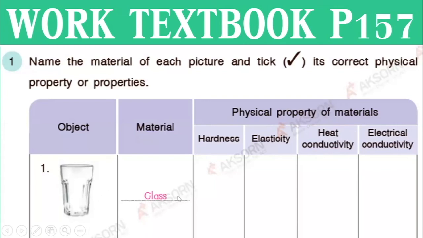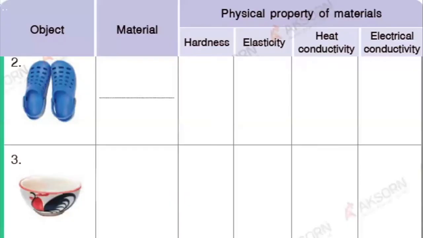What can we tell about glass? Is glass hard or not? Yes, it's hard. What about the property of elasticity? No, glass cannot be stretched. What about heat conductivity? Glass does not conduct heat, right? And does not conduct electricity. So we just take the first column of physical properties, it's hardness. Okay, tick hardness.